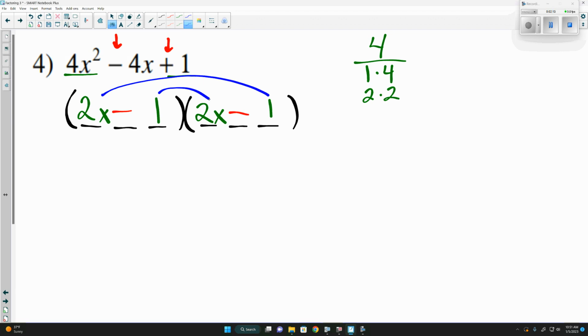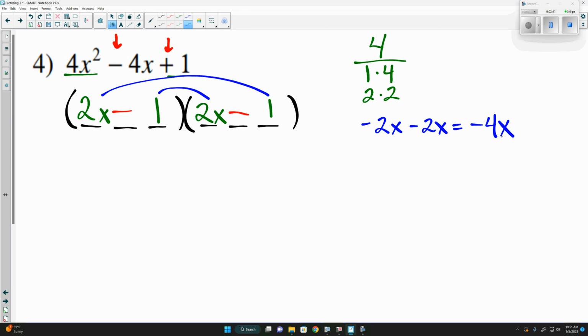And lastly, we can check this here. So we'll do 2x times negative 1 is negative 2x. Negative 1 times 2x is negative 2x. And negative 2x minus 2x is negative 4x. So any questions on this so far?